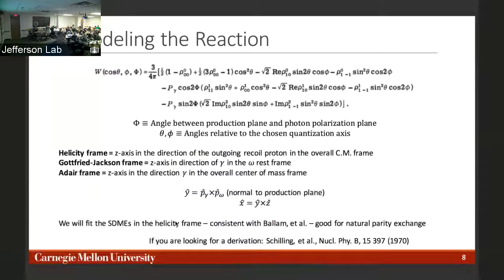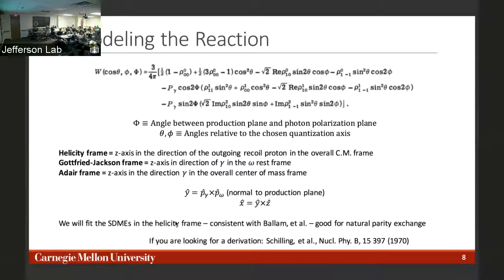Okay, so Curtis started talking a bit about this, and I'll present it the same way. We have this term that describes the angular distribution as some function of the spin density matrix elements and these three angles: capital Phi, lowercase phi, and theta. Capital Phi is the angle between the production plane and the photon polarization plane. So if you have an incoming photon with polarization parallel to the floor, and you have some production plane there, that angle between the two is that big Phi.